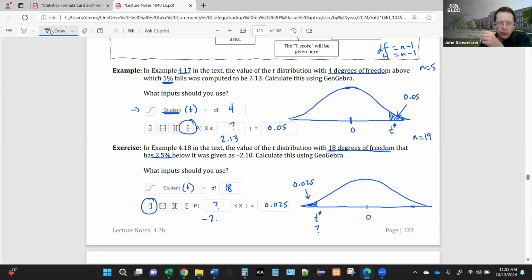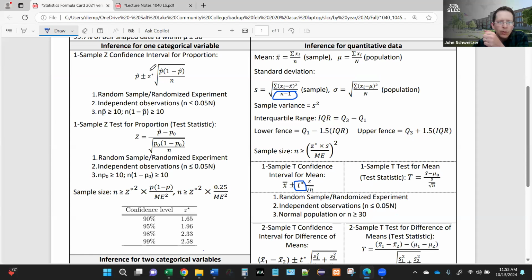So negative 2.10. Okay, so why are we learning about calculating t-scores? Well, it's going to do the same thing that z-scores did for the confidence interval. Okay, so for the confidence interval in chapter 3, we use z-scores to create our margin of error. Now here in chapter 4, we're going to use t-scores to calculate the margin of error. Okay, so it's very analogous, very similar, but there are some differences.